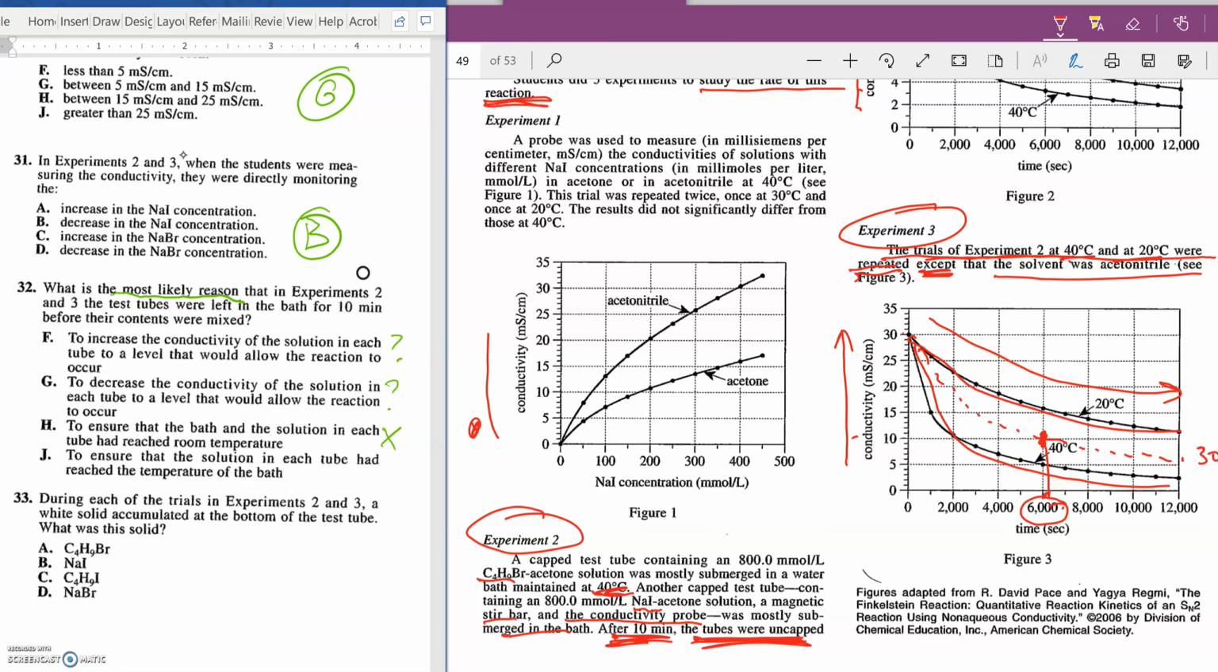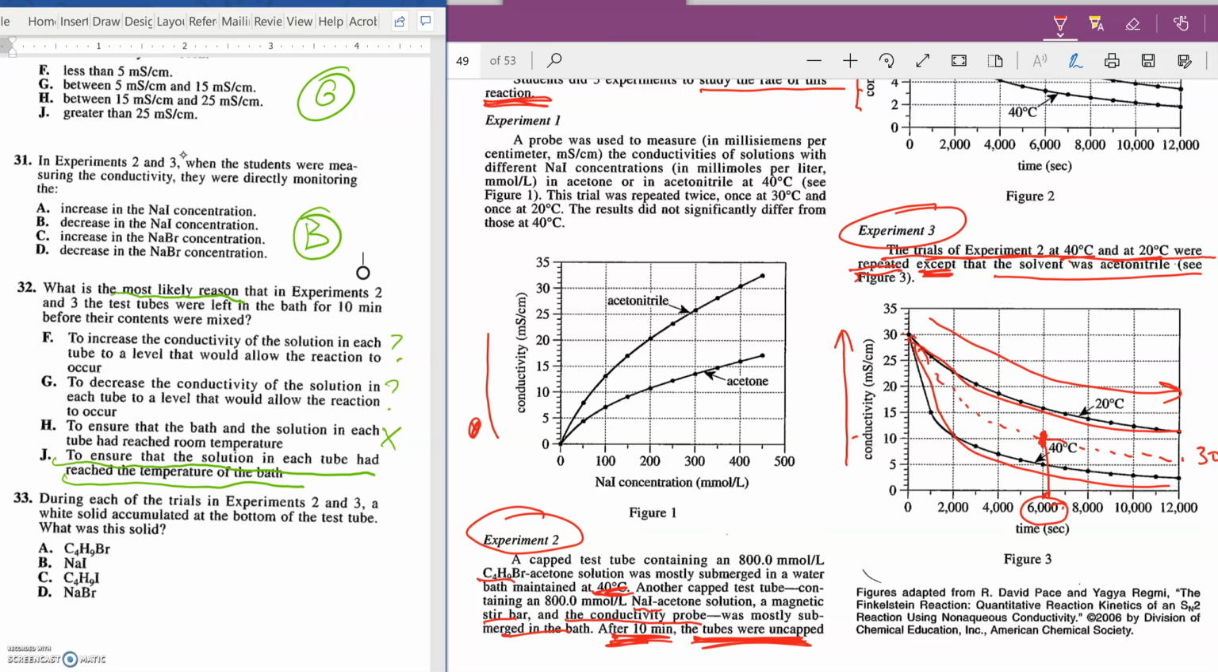J, to ensure that the solution in each tube had reached the temperature of the bath. There it is, right there. That's the only reason you would do it, because you're testing the conductivity at a temperature of 40 degrees or at 20 degrees. If you have a test tube full of some solution, you don't know what temperature it is at. It might be hotter than 40, it might be less than 40. So you'd put it in for 10 minutes so that it can get to 40 degrees and you know you're testing it at the right temperature.